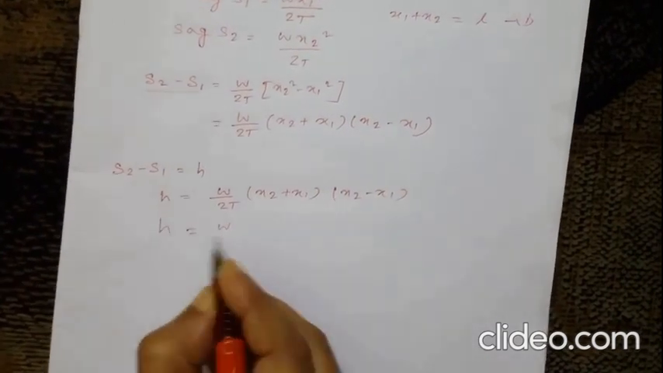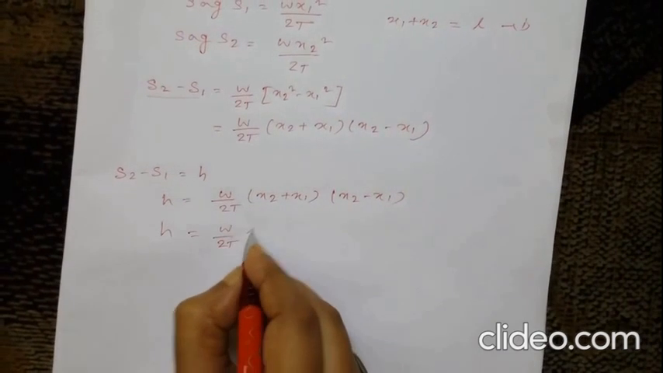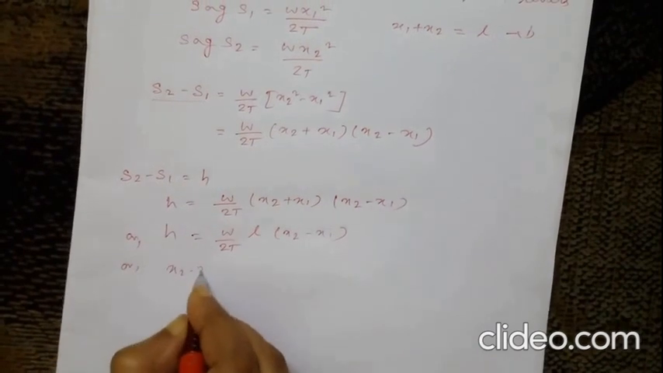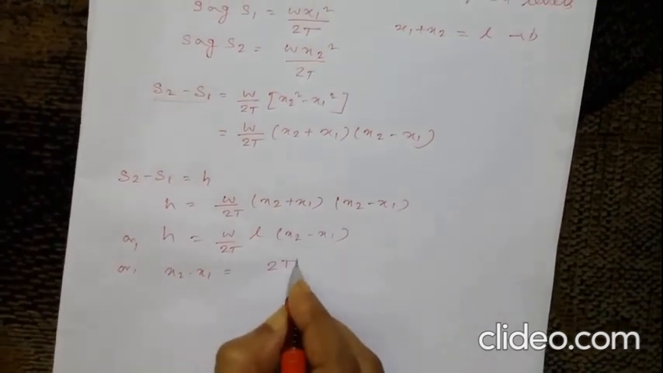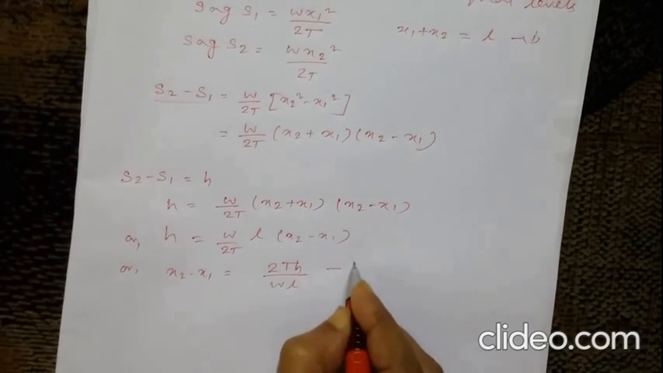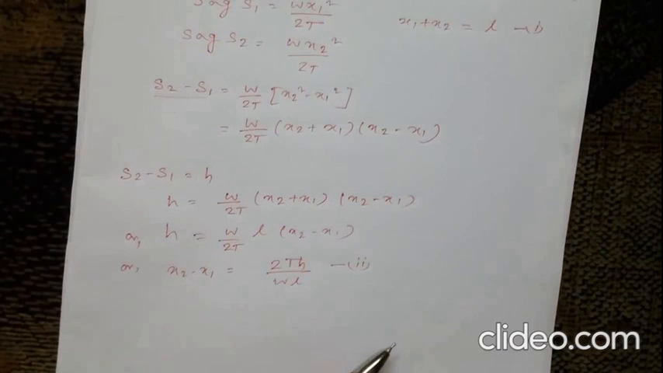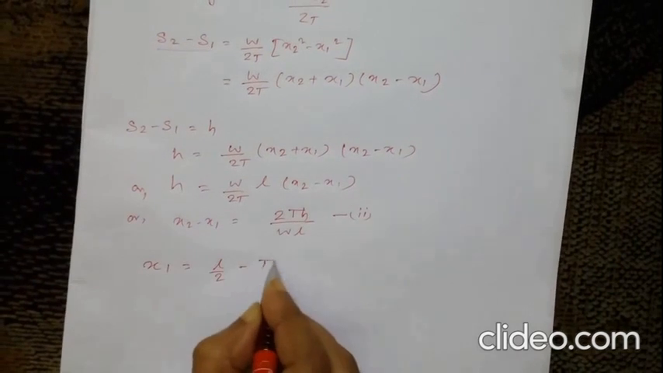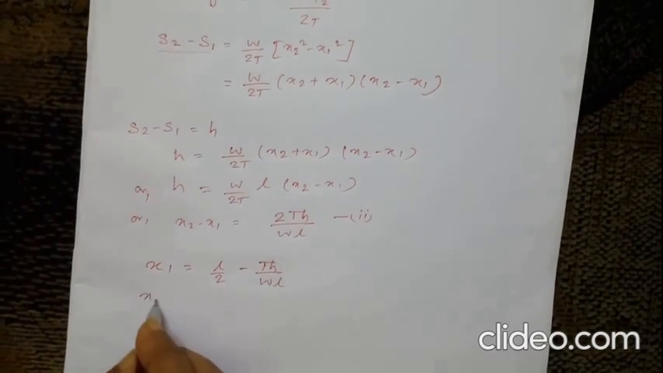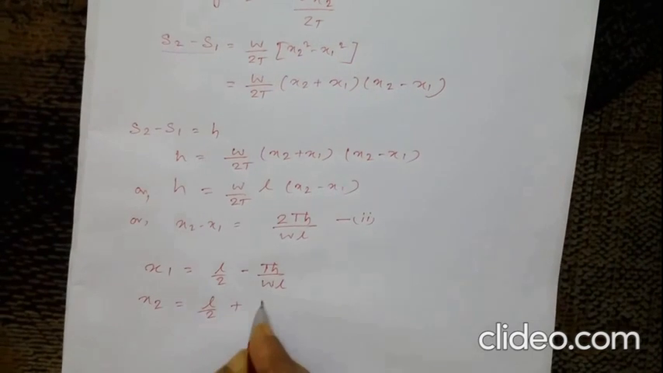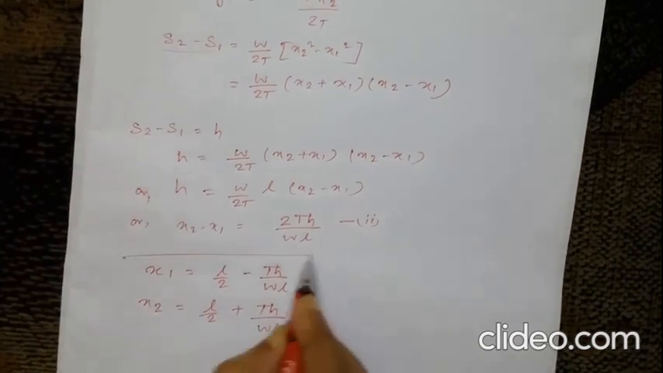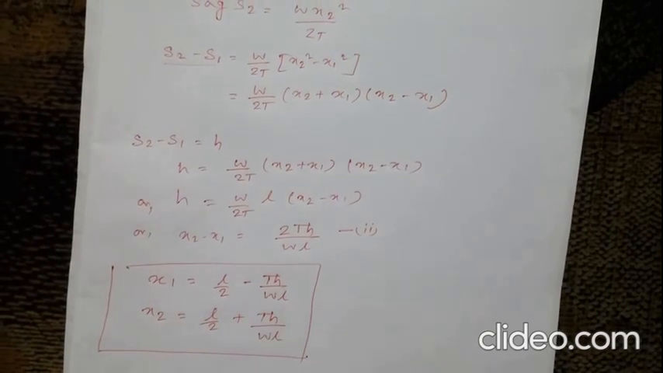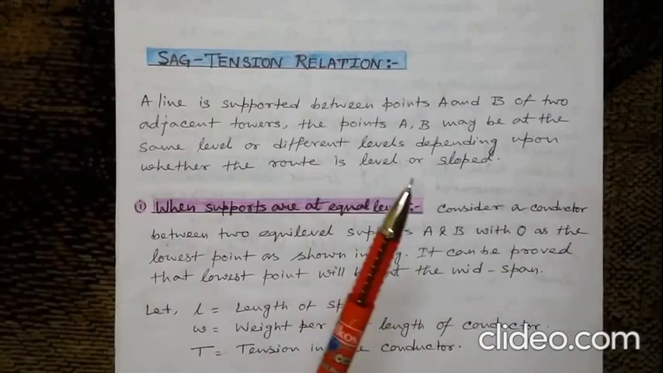Now put the value x2 plus x1 equal to l, so x2 minus x1 equal to 2Th by wl, equation 2. Now solve equations 1 and 2. We get x1 equal to l/2 minus Th by wl, and x2 equal to l/2 plus Th by wl. From here, the values of h1 and h2 can be easily calculated. Sag and tension relation.